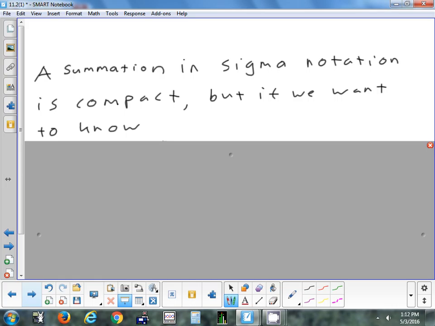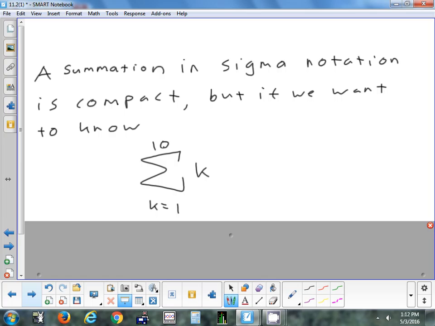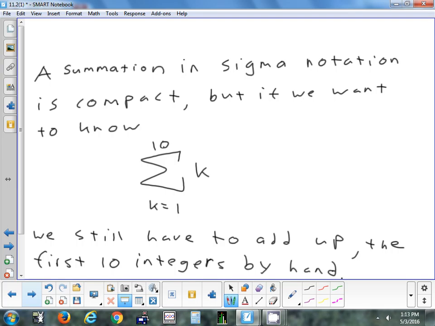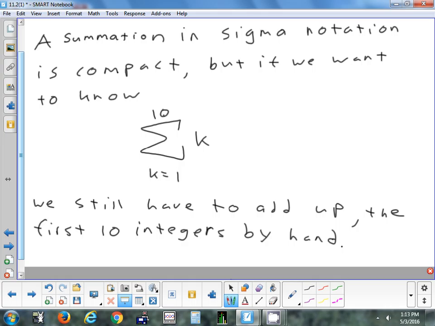So writing things with sigma notation is nice, but it doesn't actually help you to do anything faster. If I wanted to know the sum of the first 10 integers, 1 plus 2 plus 3 plus 4 plus 5 plus 6 plus 7 plus 8 plus 9 plus 10, that's what this represents. I have a short way of writing it in sigma notation, but I would still have to do every one of those out and add them up. This does not give me a fast way to calculate anything. It just gives me a fast way of writing what I want to calculate. But you still have to do it by hand.